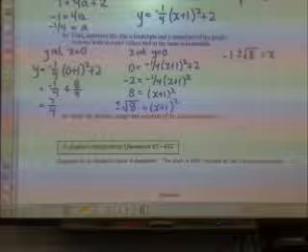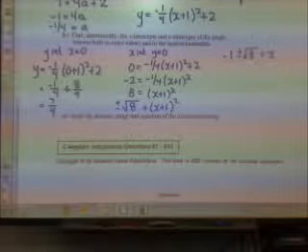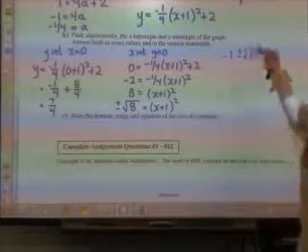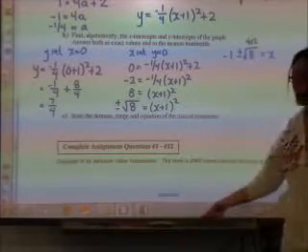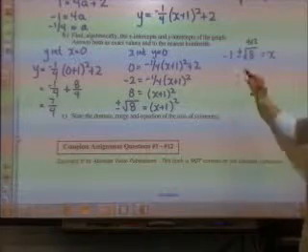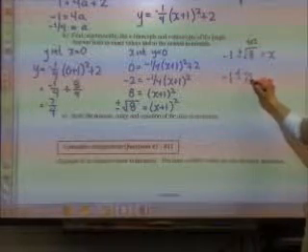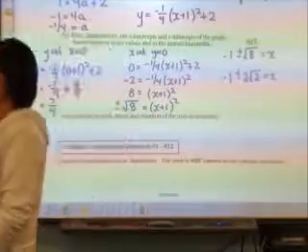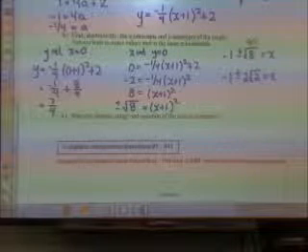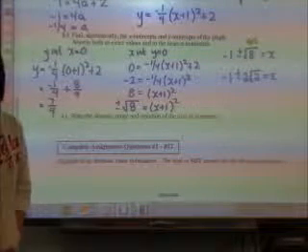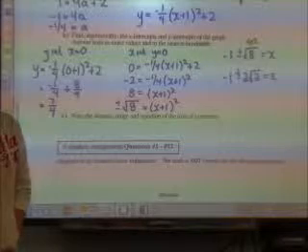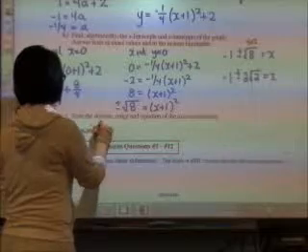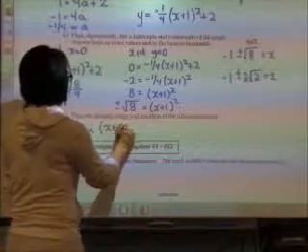Is 8 a simplified radical, or can I simplify it? I can simplify it because 8 can be written as 4 times 2. And what's the square root of 4? So I get -1 plus or minus 2 root 2 is equal to x. What's my domain? Any number. X is an element of the real numbers.